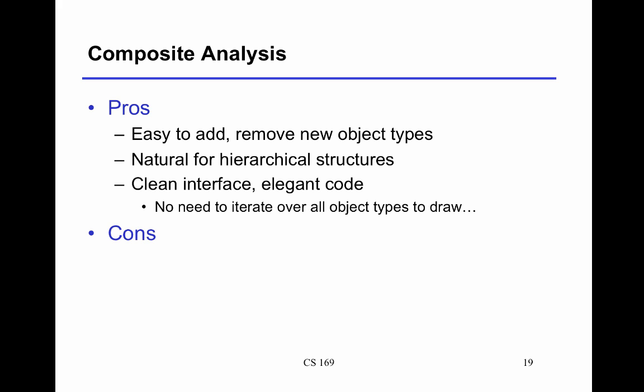You don't need to iterate over each kind separately. You only write the iteration over the children once. You don't have to write separate code for lines and columns.